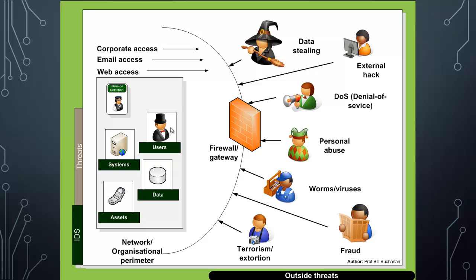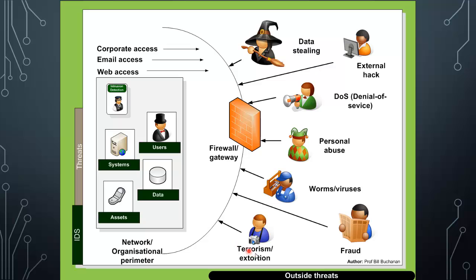Okay, and so unfortunately there are so many threats that currently exist inside network systems. We have data stealing, an external hack, denial of service, personal abuse, worms and viruses, fraud, terrorism and extortion, and so on. Our challenge from a corporate point of view is to make sure that the firewall stops all these things from getting in, but also allows us to access external systems such as web, email and corporate access. So we typically define a network perimeter, and this is normally the only way that you could get in and out of the organization, through the firewall.